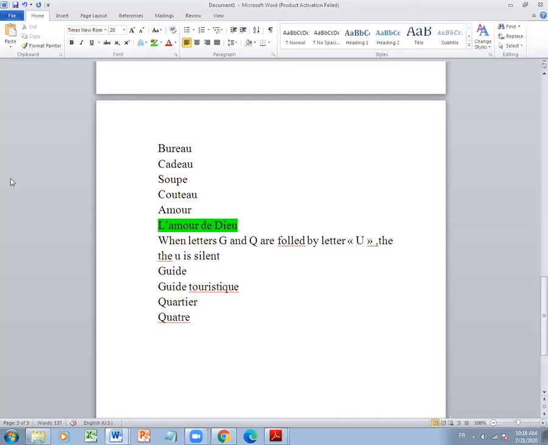The last one is cat. Like you are saying something like this, eh? You are saying something like this, cat. But this is quartier. This one is quartier.